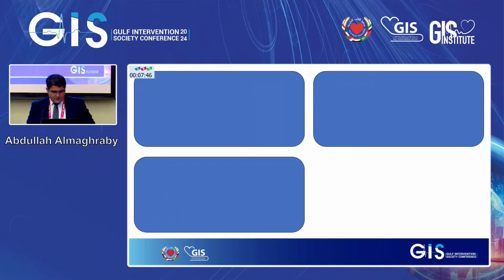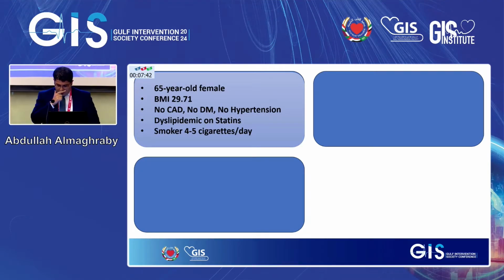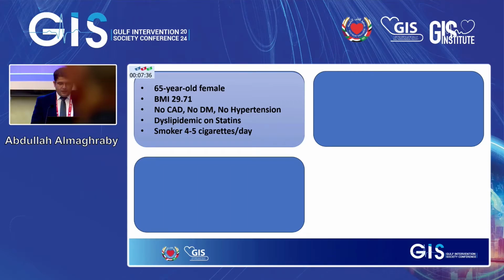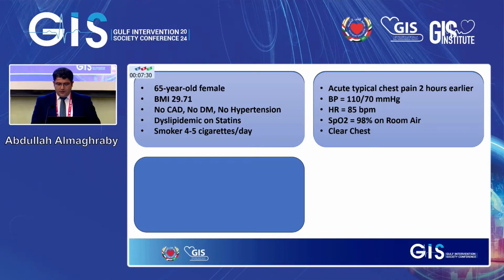So my case today is a 65-year-old female patient with a body mass index of around 30, with no history of coronary heart disease, no diabetes, no hypertension. She was dyslipidemic on statins and a smoker. She presented with acute typical chest pain 2 hours earlier with a blood pressure of 170, heart rate of 85, and good oxygen saturation on room air, clear chest.